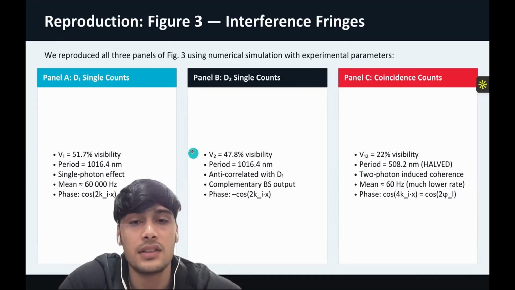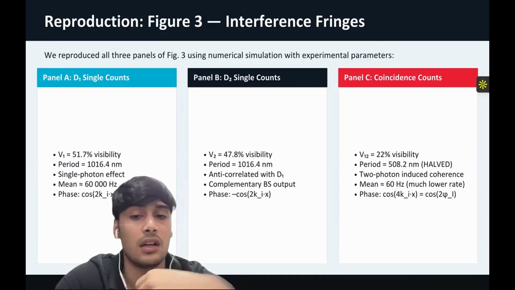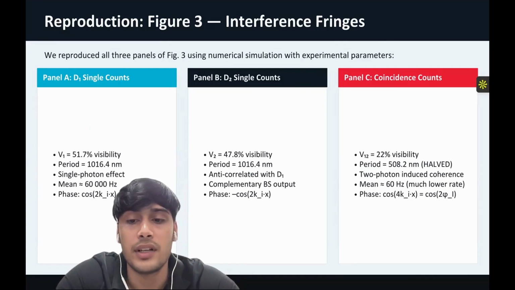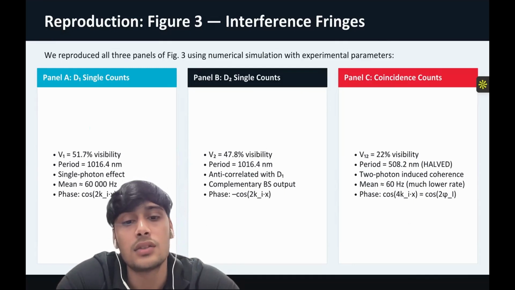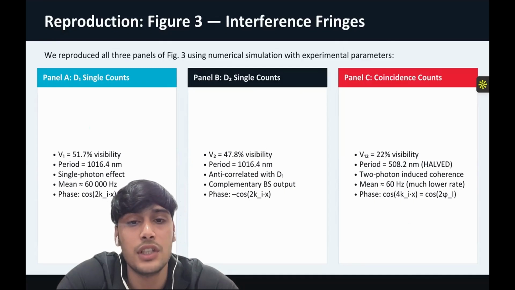Panel B is the D2 single count rate. It is the complementary output of the beam splitter. So it's anti-correlated with D1. That is, when D1 goes up, D2 goes down. The same period, same visibility of 47.8%, just shifted by pi in the phase.